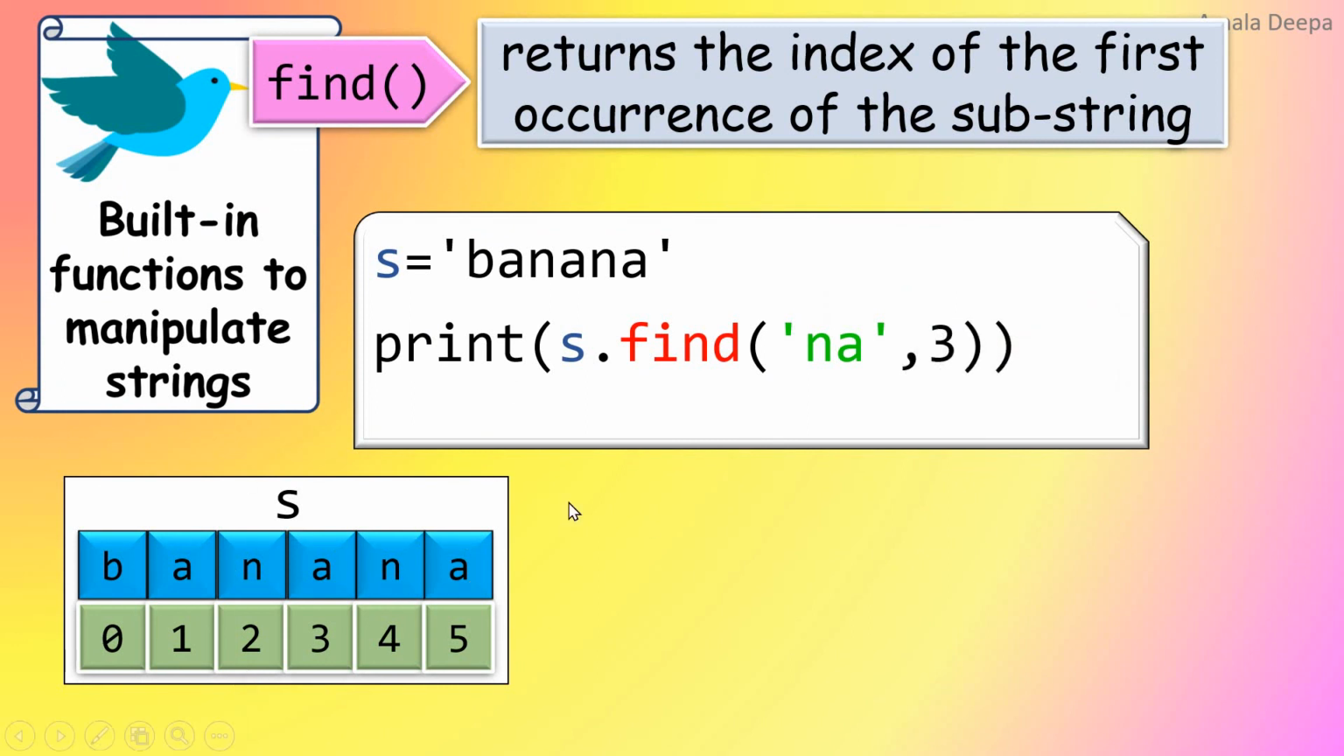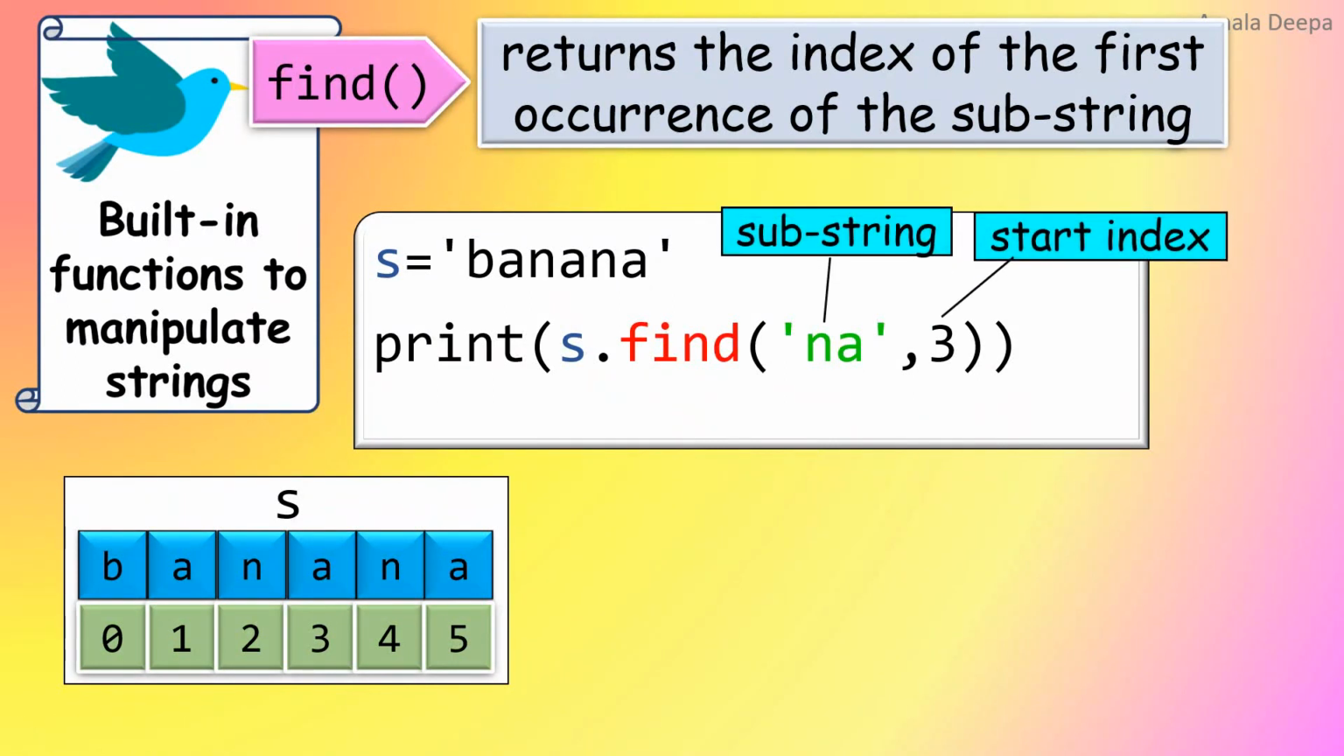We'll take another example. Print s dot find NA, 3. Here NA is the substring and 3 is the start index. Which means you have to start finding for the substring NA starting from the start index 3. So from start index 3, you can see NA is present in that range. And in which index it is present? It is present in the index 4. So this print statement will give the output as 4.